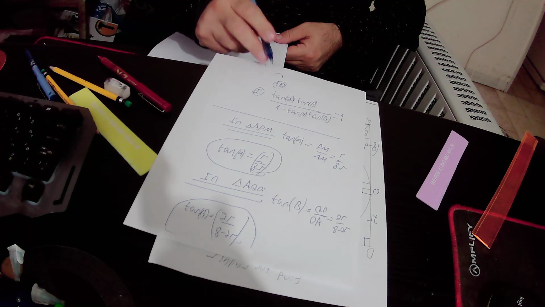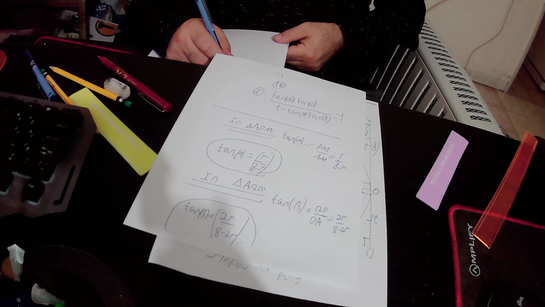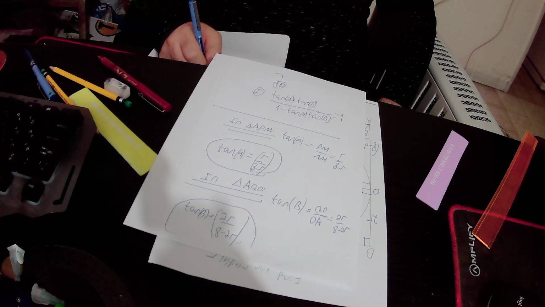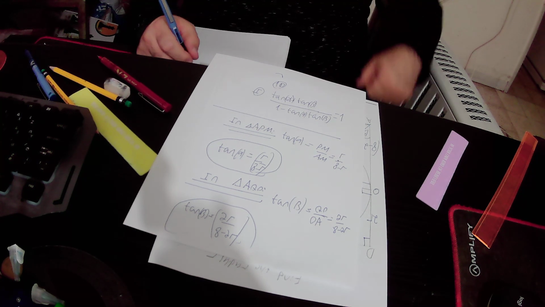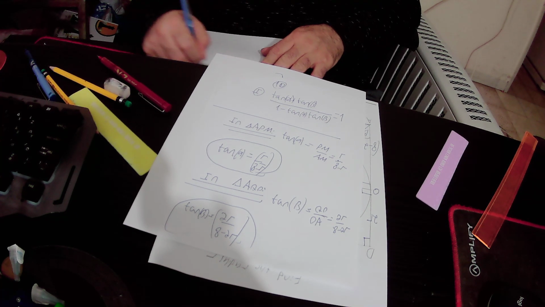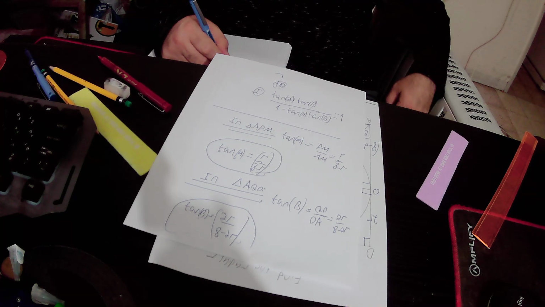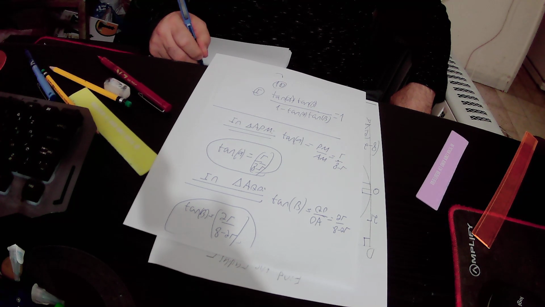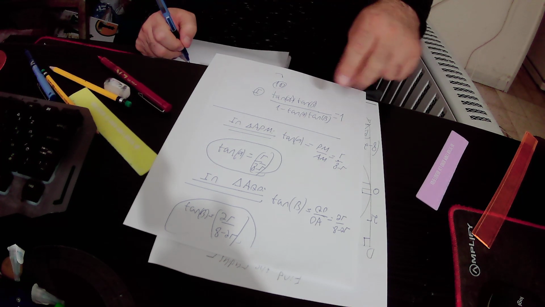So in equation number 1, instead of tangent alpha, we will write down R over 8 minus R plus tangent beta, which equals 2R over 8 minus 2R, all divided by 1 minus tangent alpha times tangent beta. Tangent alpha is R over 8 minus R, and tangent beta is 2R over 8 minus 2R, and all equals to 1.